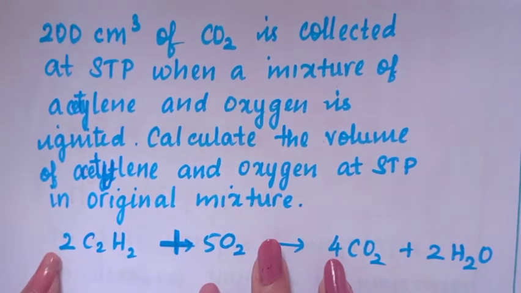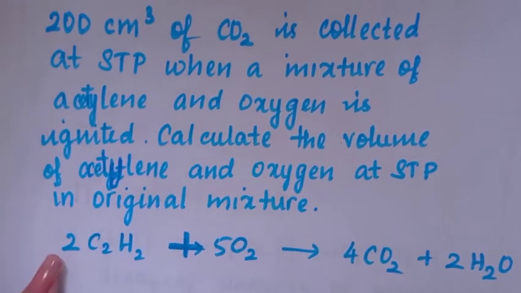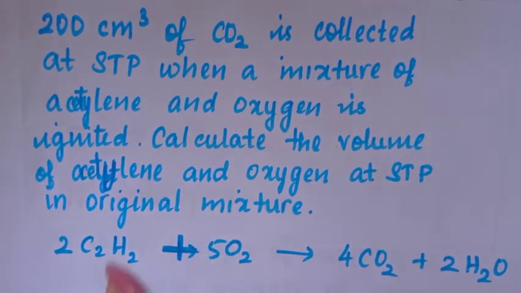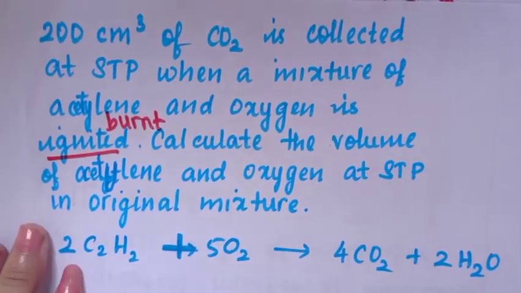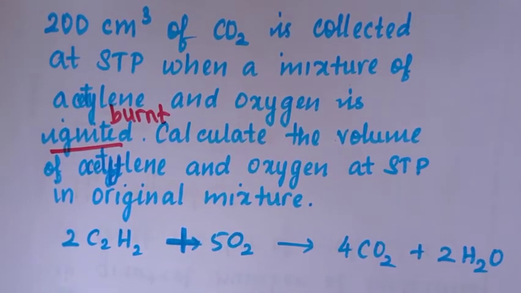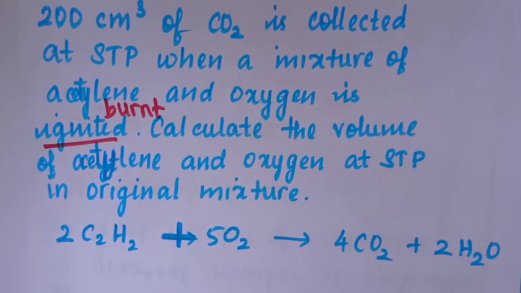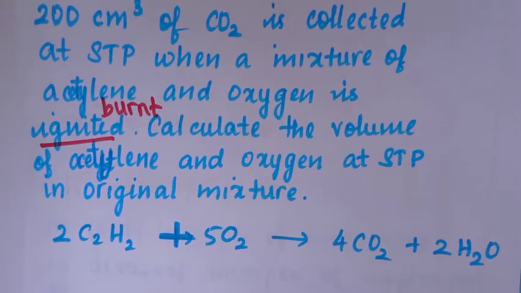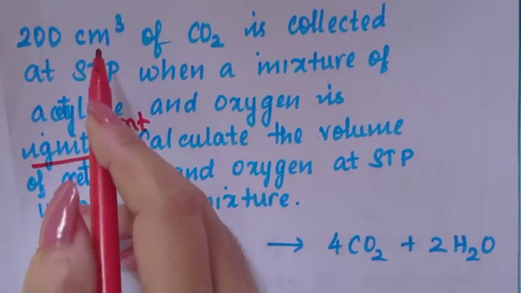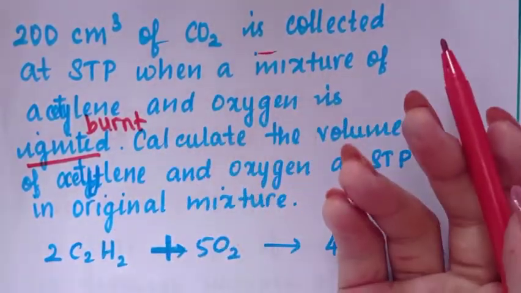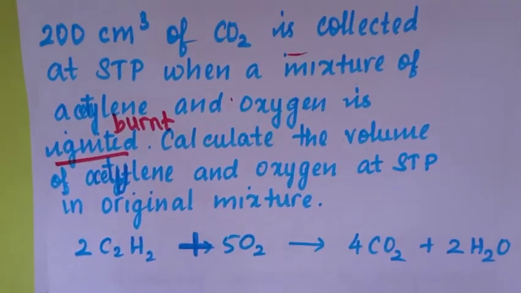See the question. 200 centimeter cube of carbon dioxide is collected at STP when a mixture of acetylene and oxygen is ignited. Ignited means it is burned. Calculate the volume of acetylene and oxygen at STP in the original mixture. In this case, you can see the equation 2C2H2 + 5O2 gives 4CO2 + 2H2O. So first you have to understand what is the question. You are having 200 centimeter cube of carbon dioxide when acetylene and oxygen are burned.